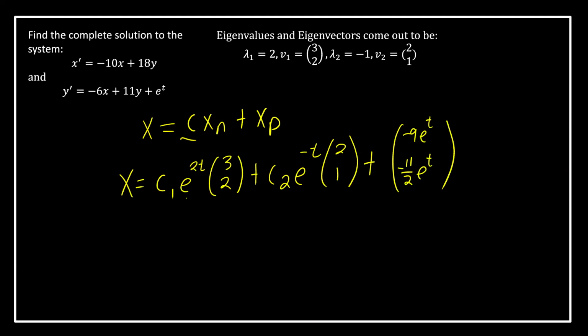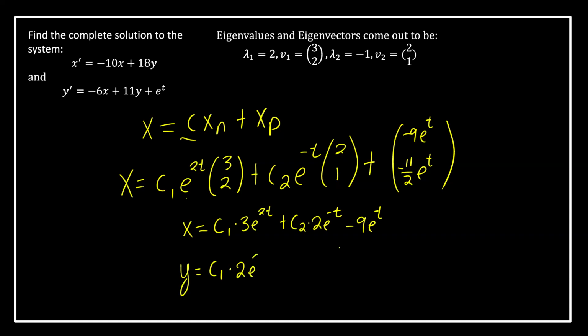And this would be our complete solution, which means x equals c1 times 3e to the 2t plus c2 times 2e to the minus t minus 9e to the t, and y equals c1 times 2e to the 2t plus c2 times e to the minus t minus 11/2 e to the t.